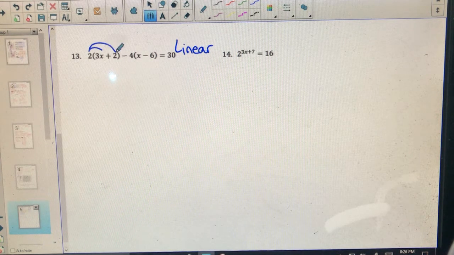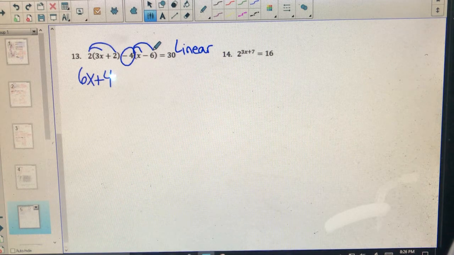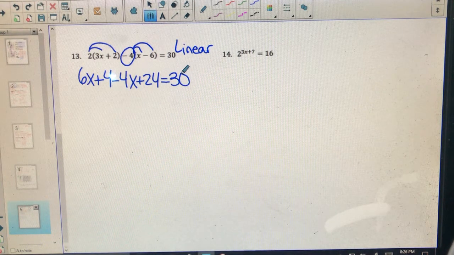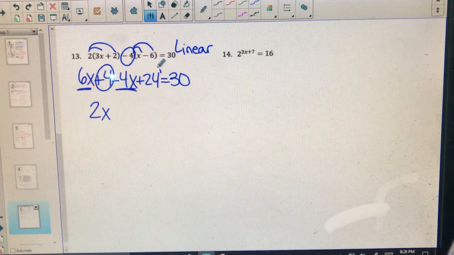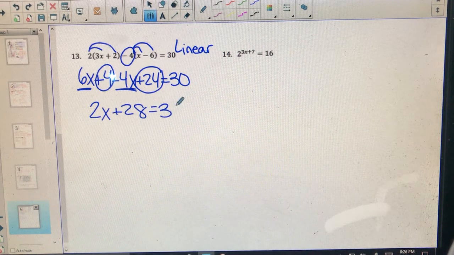So first I'm going to distribute the 2 through: 2 times 3x is 6x, and 2 times 2 is 4. Then I distribute a negative 4 through. Be very careful with that. Negative 4 times x is a minus 4x, and negative 4 times negative 6 is a positive 24, and that's equal to 30. Now, similarly to number 12, this one also has two x's in the same problem, but they're on the same side of the equal sign. When that happens, all you do is combine them. 6x minus 4x is 2x. And then I'm also going to combine these constants, or these numbers. 4 plus 24 is a plus 28, and that's equal to 30.